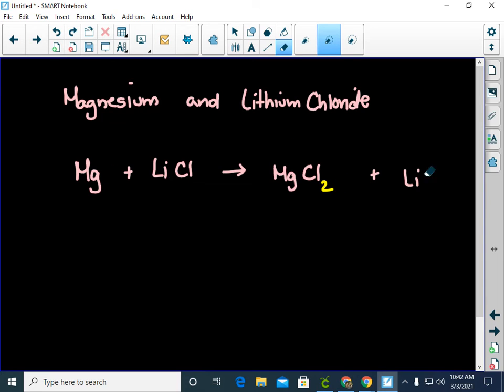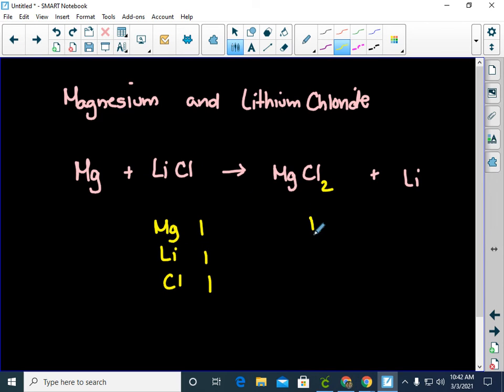Okay. Is this sucker obeying the law of conservation? No, so let's do that. Let's do magnesium, lithium, and chlorine. 1, 1, 1. 1, 1, 1. Magnesium, lithium, chlorine. 1, 1, 2. 1 magnesium, 1 lithium, 2 chlorines. Magnesium's match, lithium's match, chlorines don't match.